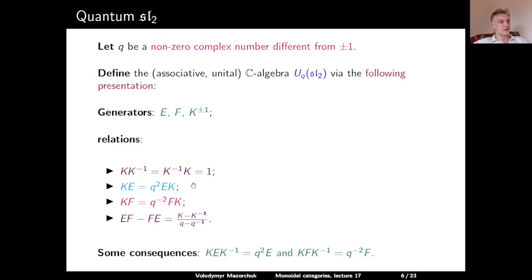Some immediate consequences: since K is invertible, we can multiply the second equation here by K inverse on the right and get that K E K inverse is equal to q squared E. So if we conjugate E by K, we get E, but with the additional factor of q squared. And similarly for F, we will get the additional factor q to the power minus 2. So this is the definition of the algebra UQSL2 as an algebra.